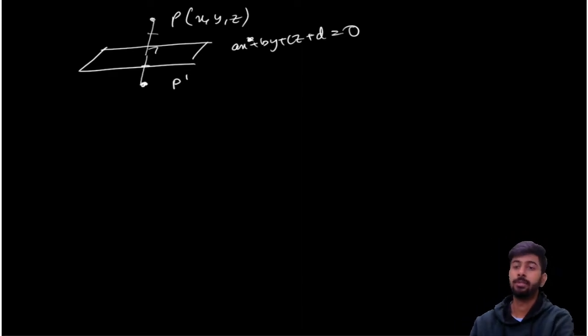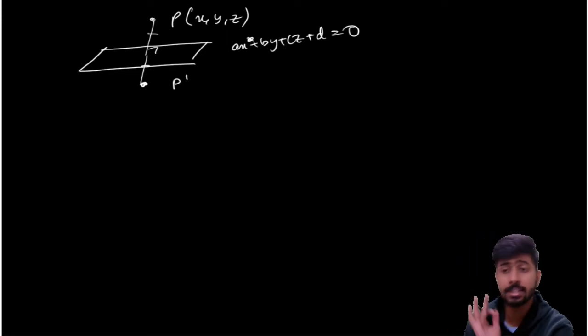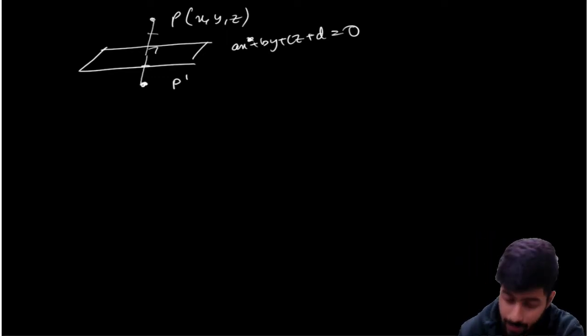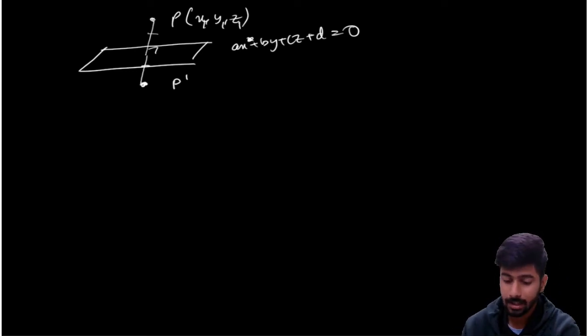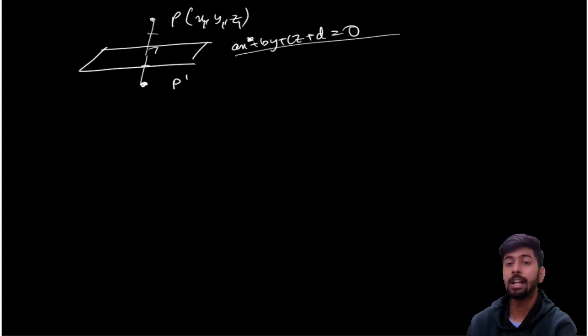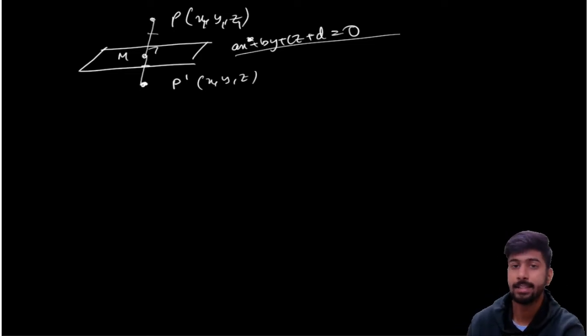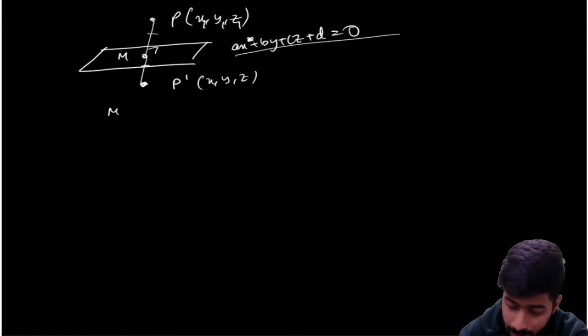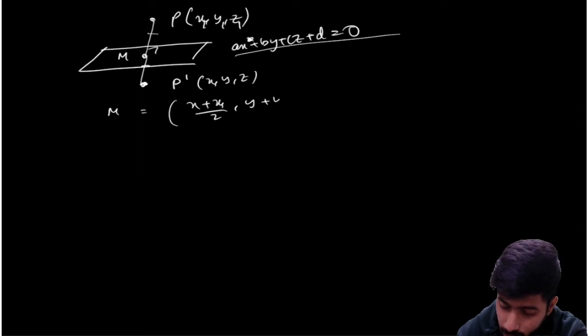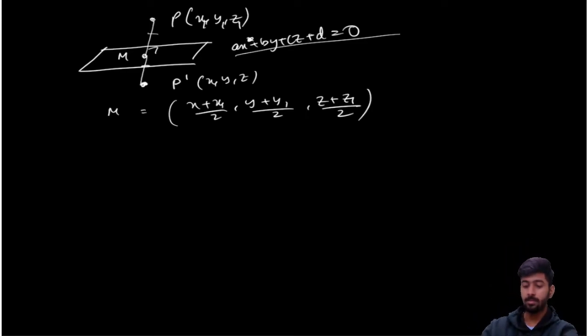How do you get the image? It's very simple, and I'm telling you in the Cartesian form. So let x1, y1, z1 be the coordinates of the point P. Let this be the equation of the plane, and now what you need is the image. So let x, y, z be the image. You can get the foot of the perpendicular, which is M, very easily. How? M is nothing but the midpoint of P and P dash. So the coordinates of M are (x plus x1) by 2, comma (y plus y1) by 2, comma (z plus z1) by 2. Right.